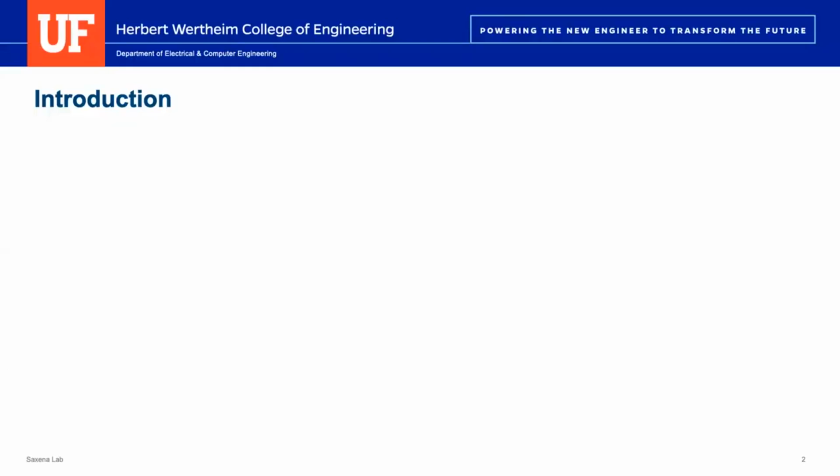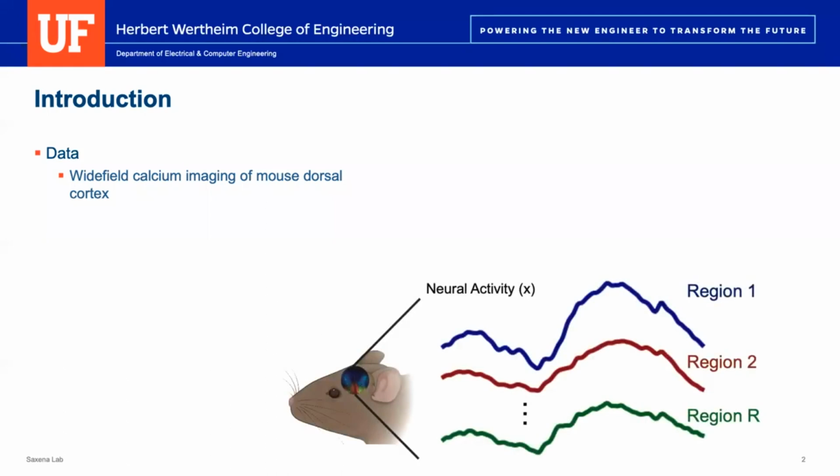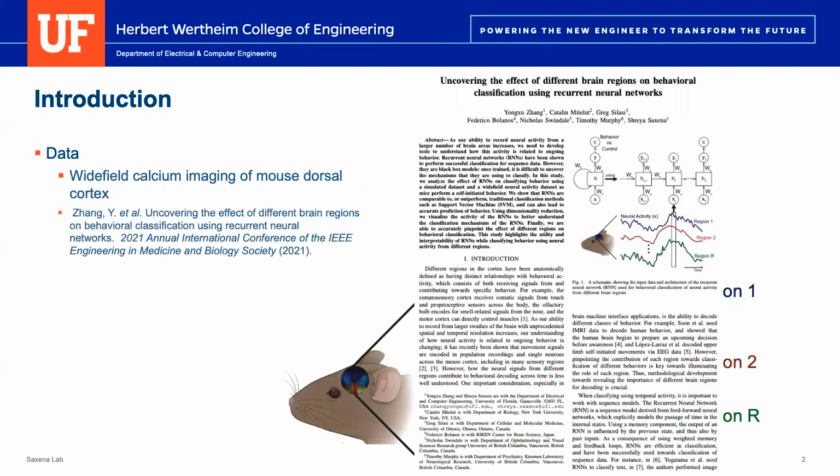Our data is from an experiment in which mice were trained to perform a self-initiated lever pull task. In order to receive a water reward, mice were required to pull the lever. At the same time, neural activity was recorded from the dorsal cortex of the mouse in the form of widefield calcium imaging activity. For further details, please look at our paper that will be published at the IEEE Engineering in Medicine and Biology Conference.